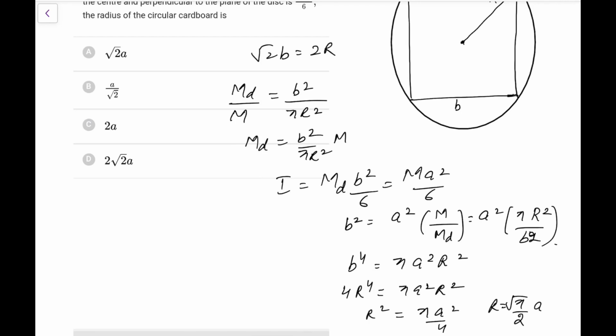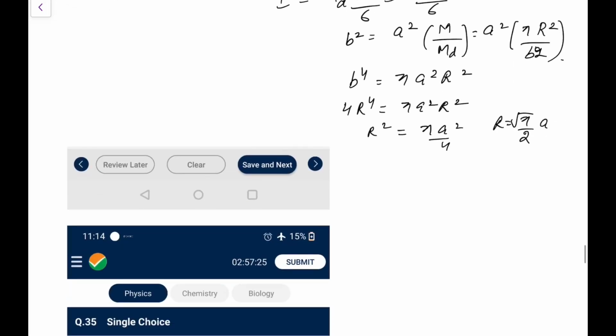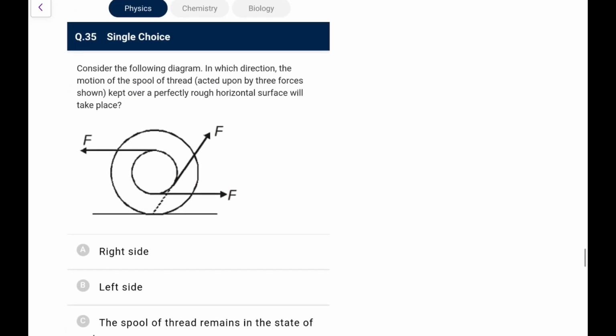And as per me, no option is coming like this. So none of the options is correct here. I am leaving it. No option for me is coming correct.